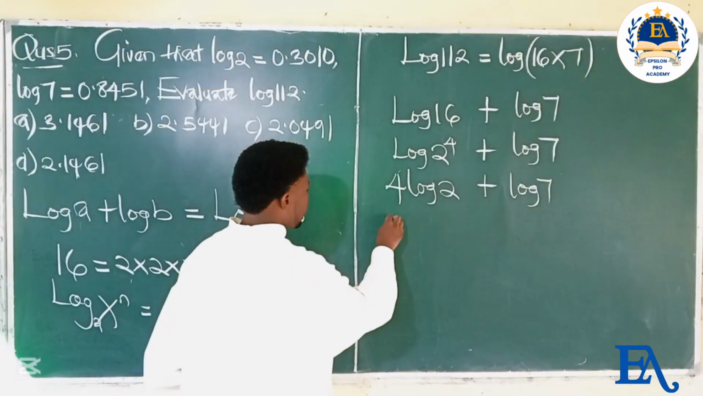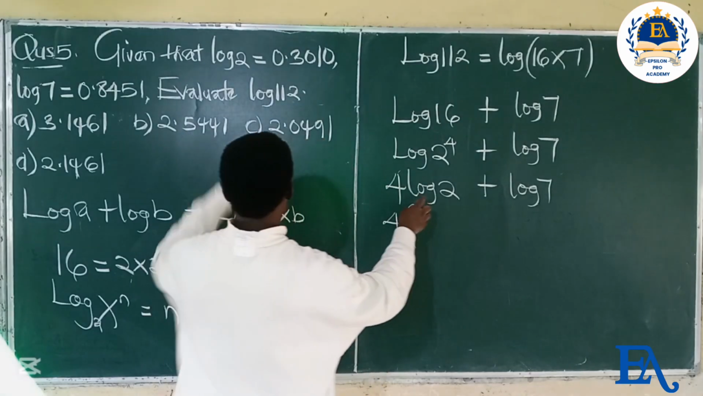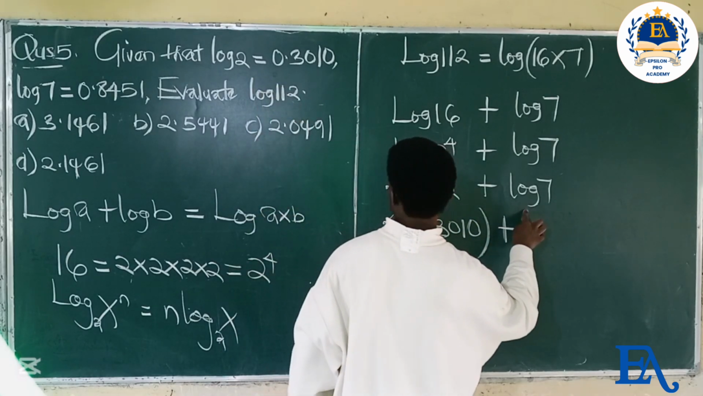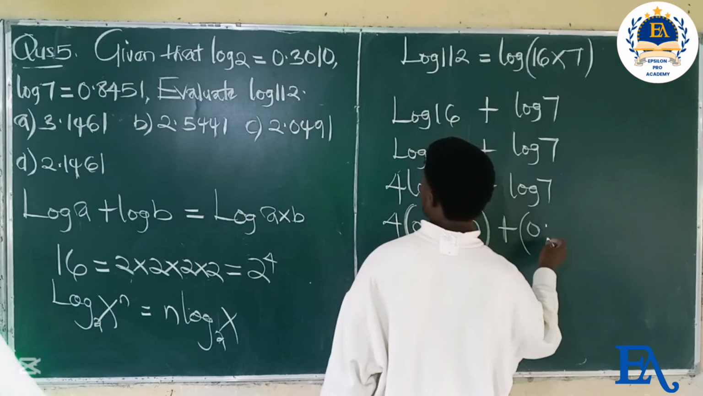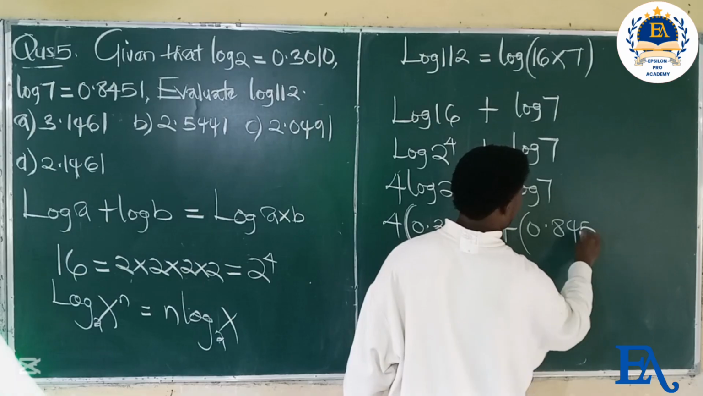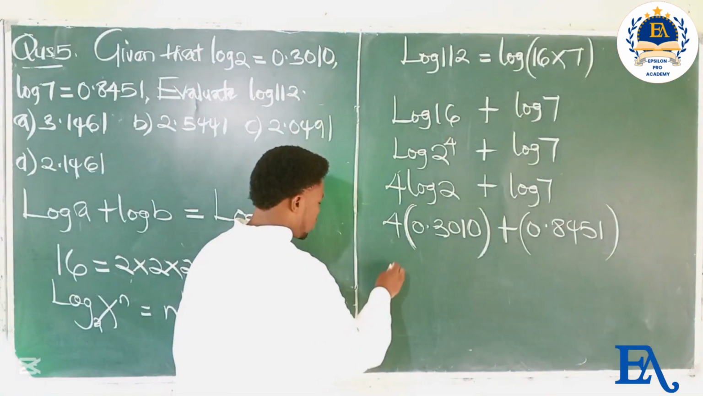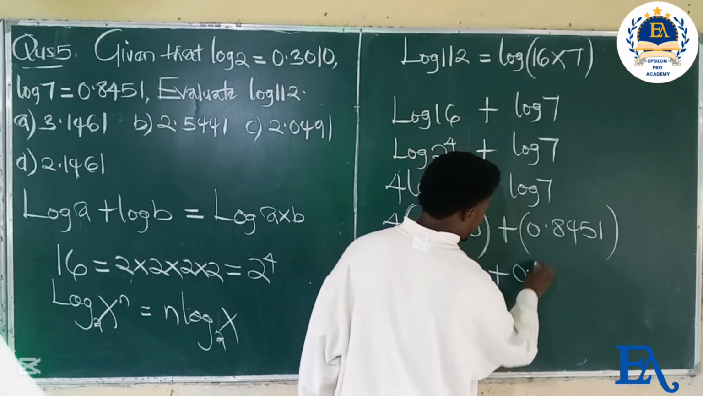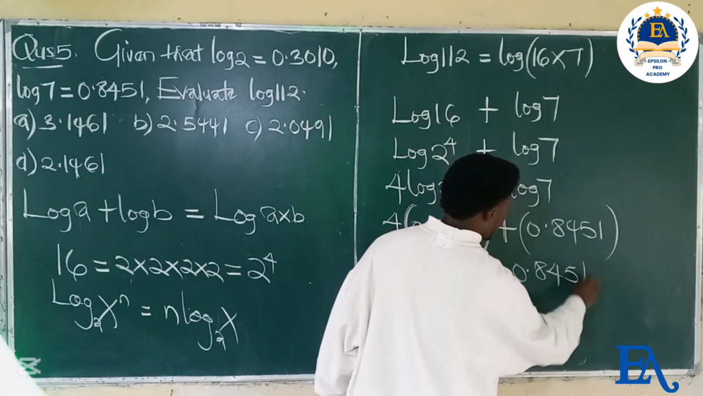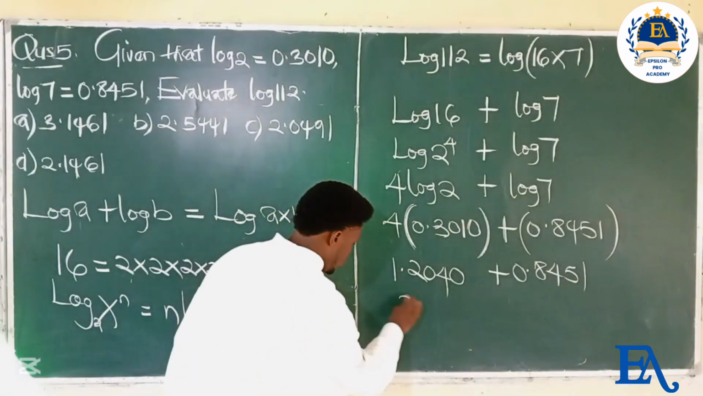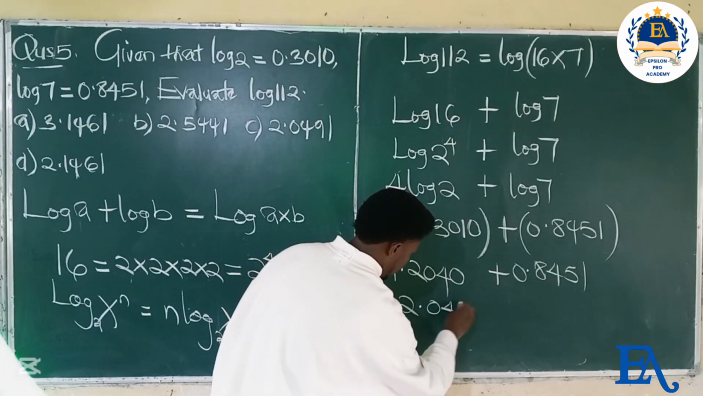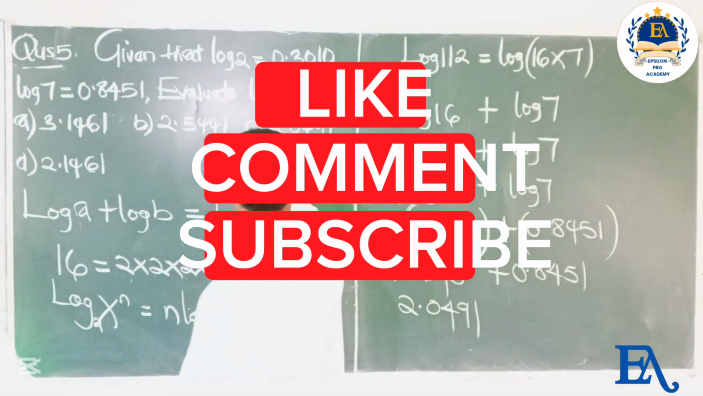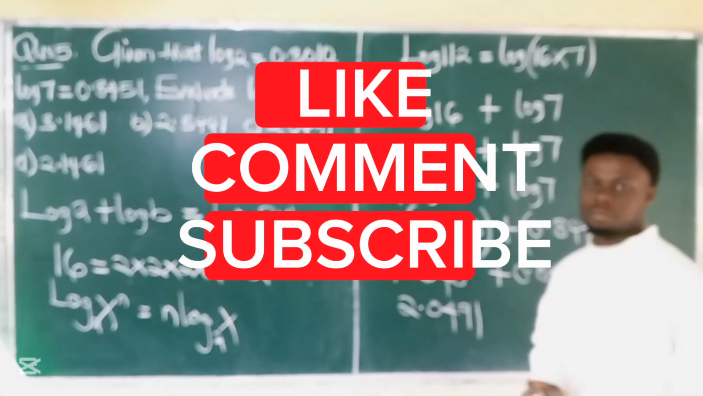So we have this, 4 times log 2, and log 2 is given as 0.3010, plus log 7 is 0.8451. Multiply this by 4 and we obtain 1.2040 plus 0.8451. So when we add these two, we are going to obtain 2.0491, and the correct option on the board is option C, 2.0491. This is very simple.